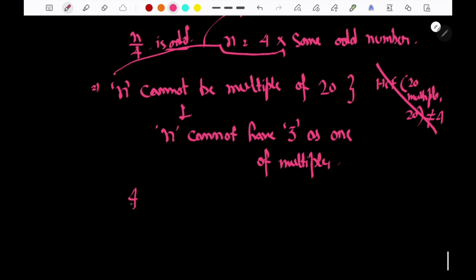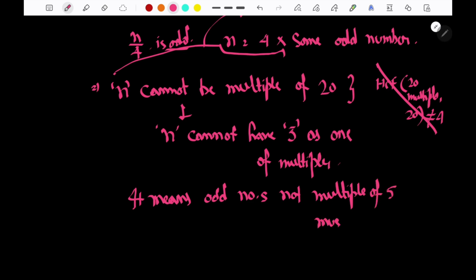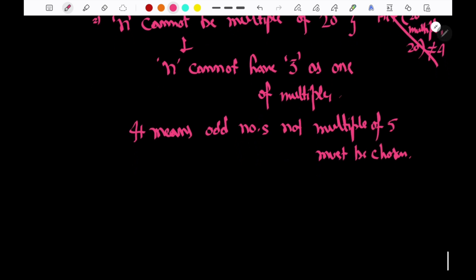It means the odd number that we choose, odd numbers not a multiple of 5, must be chosen. Done. Now what happens here? If m is an odd number, then n can be 4 into m. Say m is odd, m belongs to odd numbers.